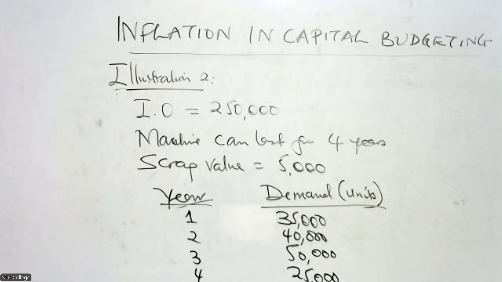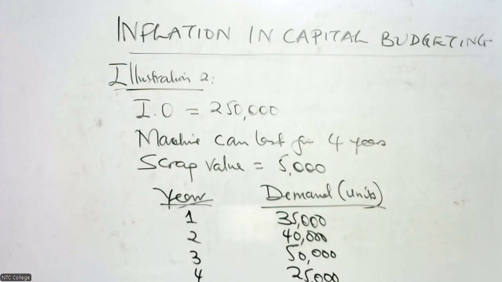General inflation is expected to be 5% per year. General inflation is not an increase applied to items. The increase was only on selling price and costs, which are the selling price, variable cost, and fixed cost. Those are the only areas where the increase will happen, right?